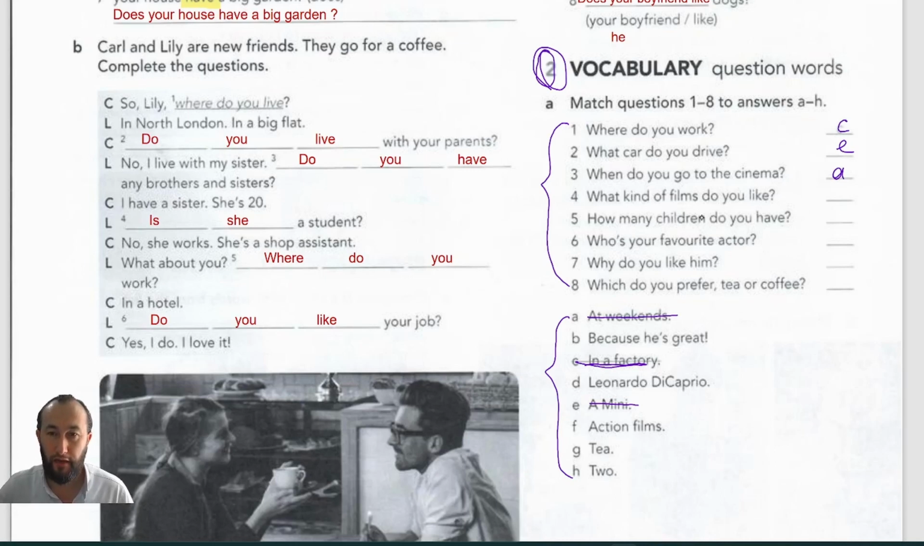What kind of films do you like? Okay, action films here. Action films. So we're going to go for F. Right. How many children do you have? 2. Okay, H. Who is your favorite actor? Leonardo DiCaprio. Okay, fine. So we're going to go for D. And why do you like him? Because he's great. All right, so B goes here. And which do you prefer, tea or coffee? Tea. I prefer tea. So G.